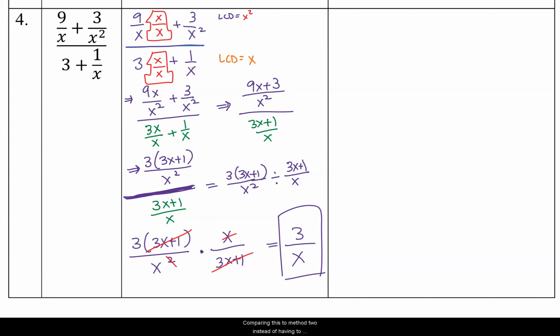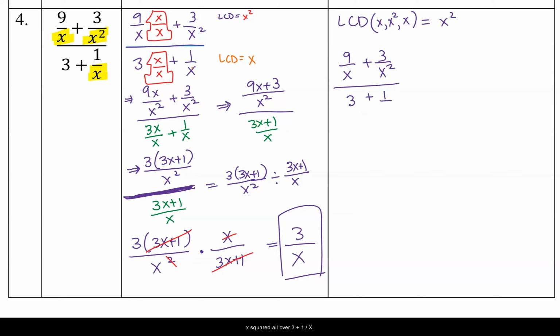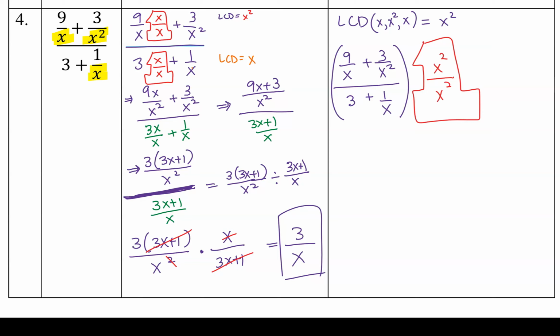That's our answer. Comparing this to method 2, instead of having to separate the numerator and the denominator and finding the LCD twice, for method 2, we find the LCD only once, but we look at the least common denominator for all of the denominators in the problem. So writing this out a little bit differently, the least common denominator of x, x squared, and x is going to be x squared. So I'll write out my problem, 9x plus 3 over x squared, all over 3 plus 1 over x. I need to take that complex fraction, multiply it by a special form of 1, and that special form of 1, x squared over x squared.